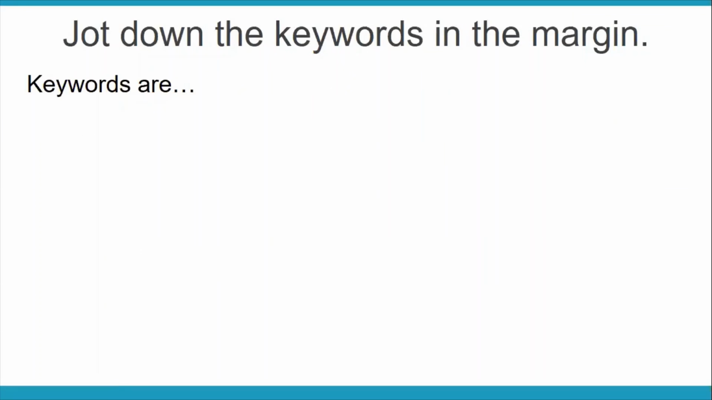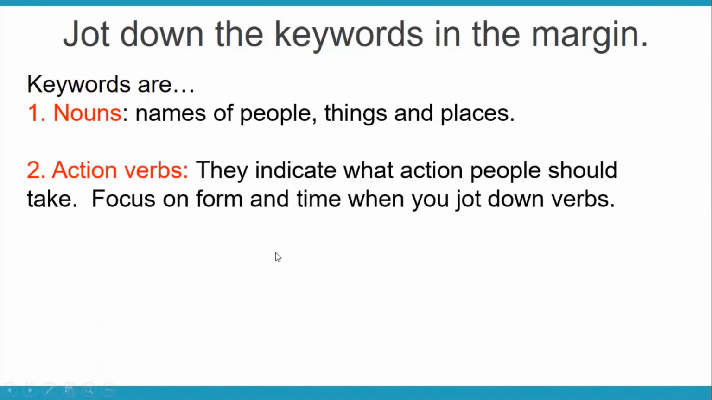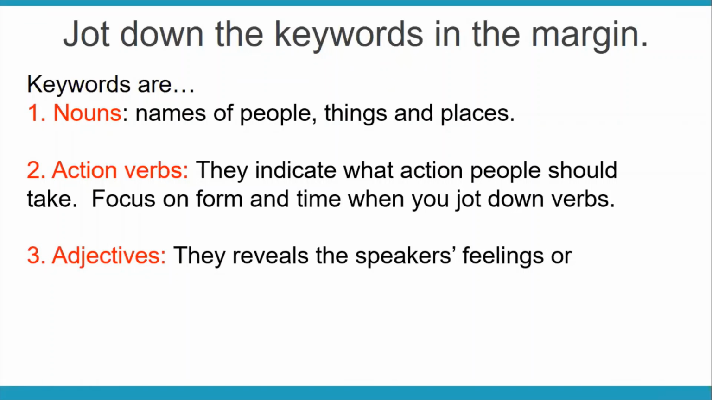So, you need to jot down the keywords in the margin. However, what does that mean by keywords? Keywords are nouns. They tell you names of people, things, and places. Action verbs are also keywords because they indicate what actions people should take. In other words, what people should do. Focus on form and time when you jot down verbs. If the question is about speaker's opinion, then you need to listen to adjectives because they reveal the speaker's feeling or opinion.